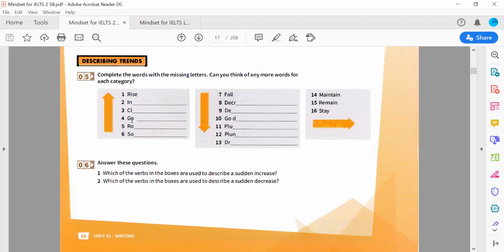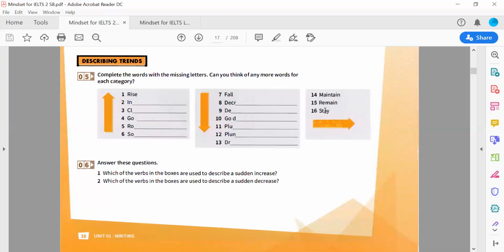It starts with go. Go ahead doesn't really mean rise, like increasing. Go up, it's go up. So there are the other ones as well. And then what about the fall? What is number 8? Decrease, exactly. And then what's the 10th one? Go down, exactly.